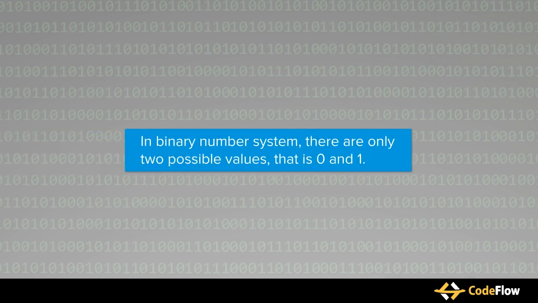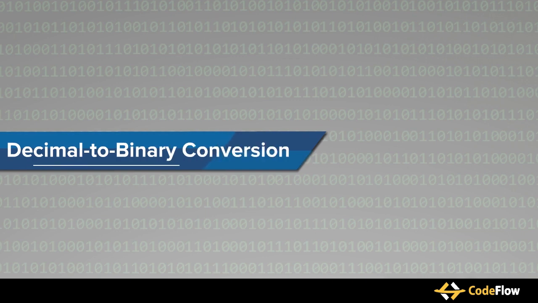In binary number system, there are only two possible values, that is 0 and 1. You must be prepared to know that the combination of these two digits can represent any quantity that can be represented in decimal number system. Let's understand how it is done. Let's take a decimal number 156.